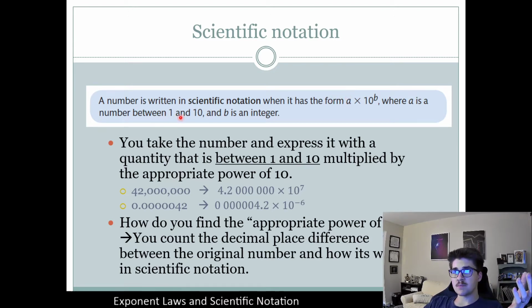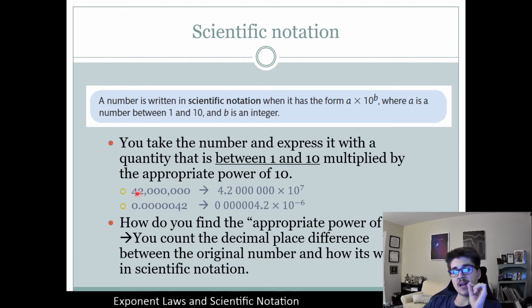front always must be between 1 and 10, meaning it's got to be like 3.2, 5.7, a single digit in the whole place, and then a power of 10. So like, for example, we looked at a few on the previous slide, but if I was trying to figure out where do I place the decimal place to move it from its current location, you always want to place it between the first and second non-zero digit from left to right.